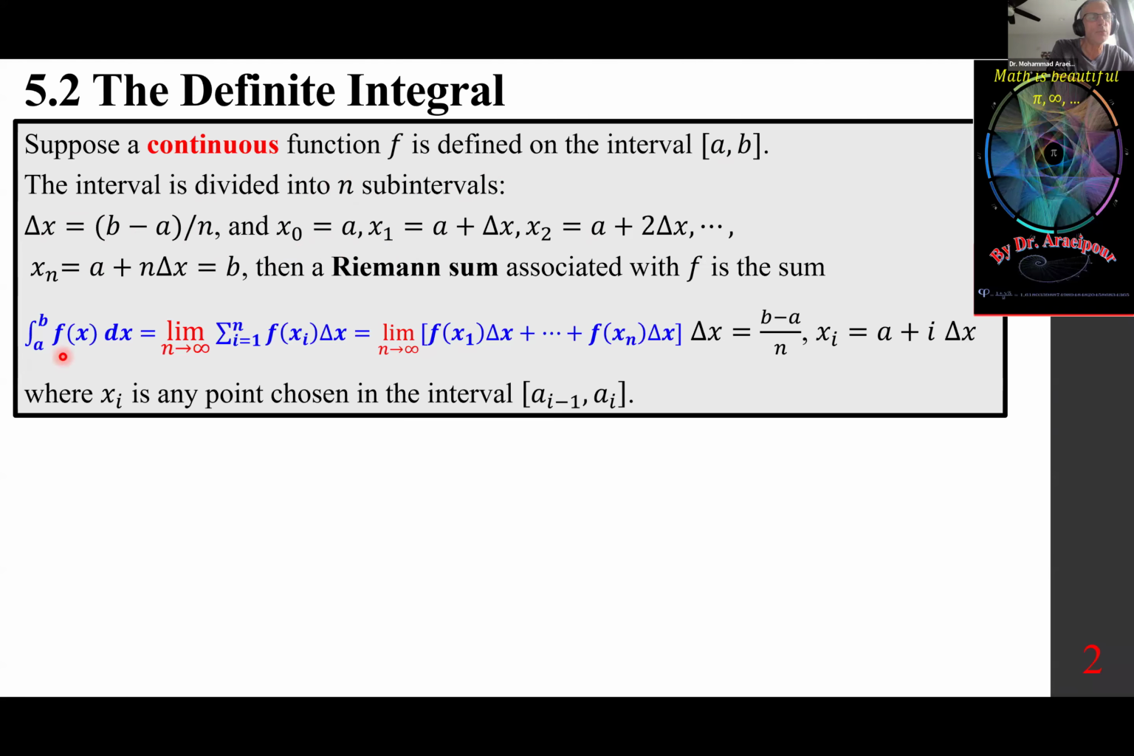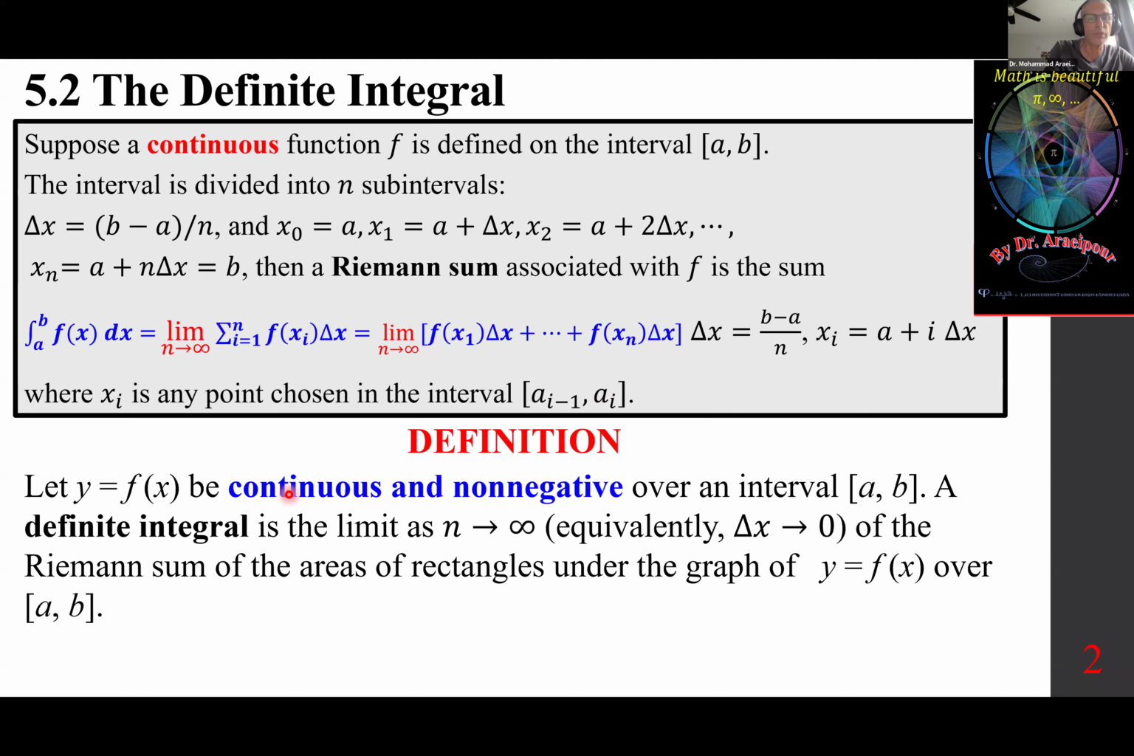The integral from a to b of f of x dx is called the definite integral, which represents the area under a curve for a positive function, otherwise the difference of areas, and that's just a number. It is the limit as n approaches infinity of the summation, i going from 1 to n, of f of x sub i delta x. So the limit as n approaches infinity of f of x sub 1 delta x all the way to f of x sub n delta x, where delta x is (b minus a) over n, x sub i is a plus i delta x, where x sub i is any point in the subinterval between a sub i minus 1 and a sub i.